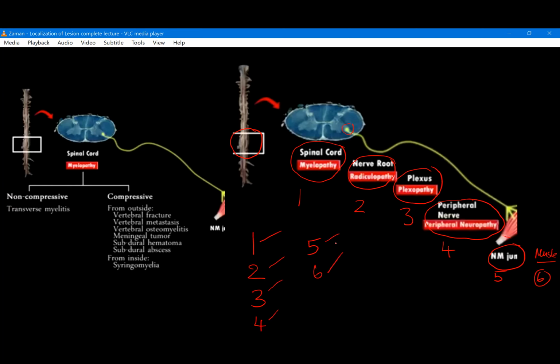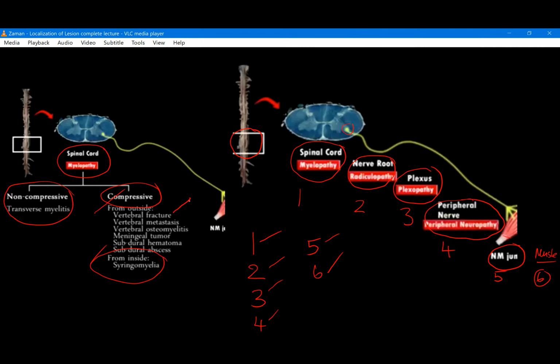So again, the myelopathy could be non-compressive myelopathy or compressive myelopathy. Non-compressive myelopathy is usually transverse myelitis; compressive myelopathy is from outside or from inside. From inside, like syringomyelia, cysts are formed and different tracts are involved, with asymmetric involvement. And then dissociated sensory loss is a feature of syringomyelia.